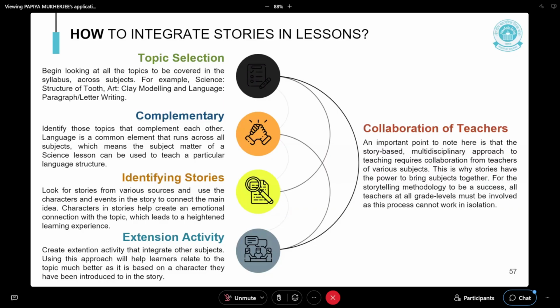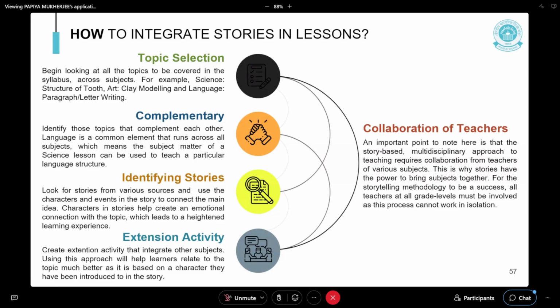Teachers need to create an extension activity which will help learners relate to the topic better, as it is based on a character that has been introduced in the story. Collaboration by teachers: one of the very important features of storytelling is that, since it is a multidisciplinary approach to teaching, it will require collaboration from teachers of various subjects. That is why we say that stories have the power to bring together various subjects.